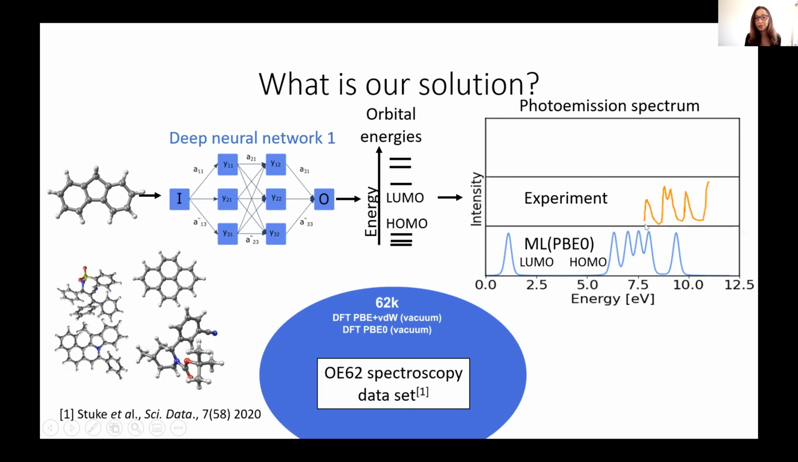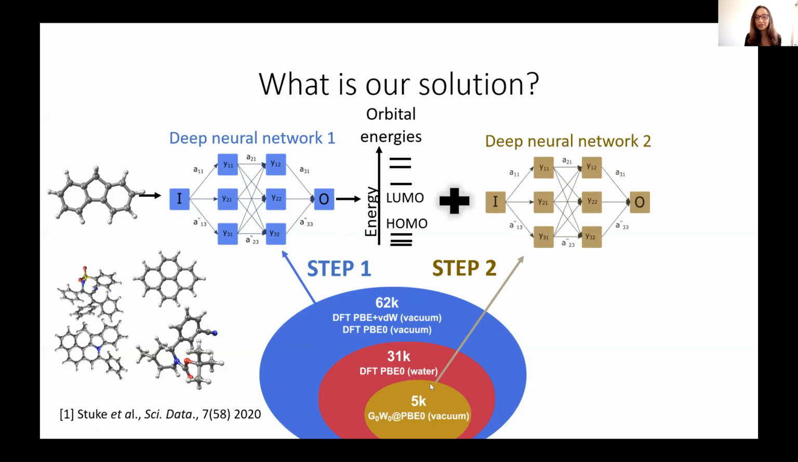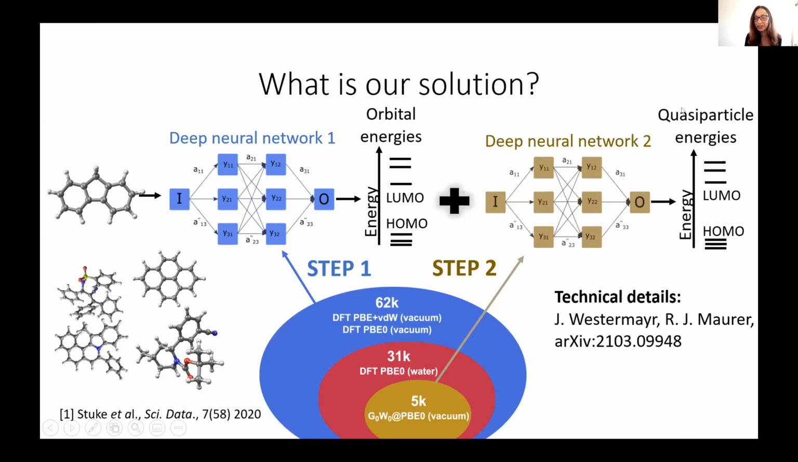And when we compare to the experimental spectrum of fluorine, it didn't match our predicted spectrum. And this was expected because DFT is not the best method for this purpose. So what we needed was higher accuracy. And fortunately, this training set also contains a subset of 5,000 data points at a GW level of accuracy. So we used the first neural network as a step one and augmented the orbital energies with a second machine learning model that was trained on the difference between DFT and GW. And in this way, we obtained quasi-particle energies. And if you're more interested in the technical details, you can look them up in our current archive paper.